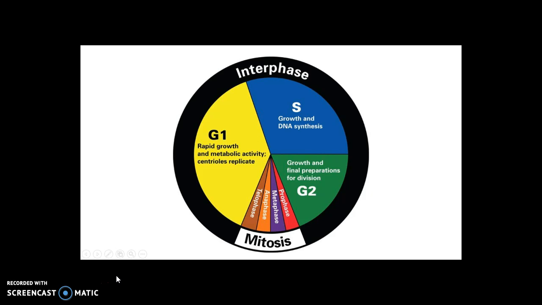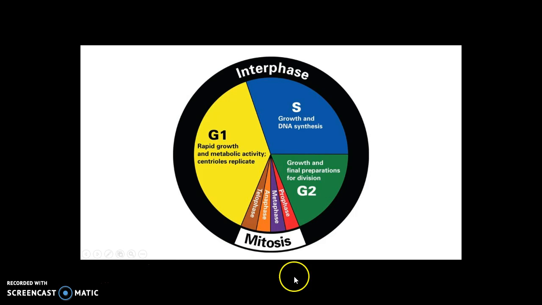In the S phase, chromosomes replicate so that they can become two cells later on. And finally, in the G2 phase, the cell makes final preparations and makes sure everything is ready to divide. And mitosis itself is what actually divides the cell.